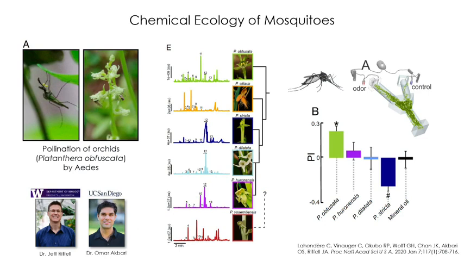And I'm using this just to illustrate a point here with a knowledge gap that we have in terms of chemical detection biology in insects and mosquitoes specifically. And that is that, again, mosquitoes are pollinators. They visit lots of different flowers.